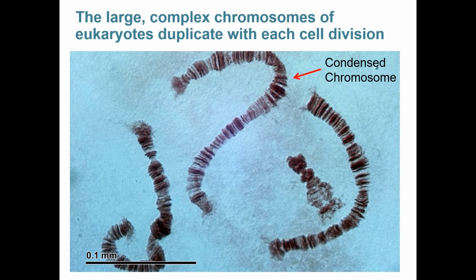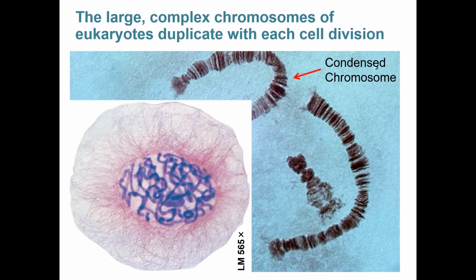We can actually see this when we look at condensed chromosomes, things that are tightly wrapped. These are Drosophila chromosomes. Notice that they are linear. Prokaryotic chromosomes are circular. The banding pattern of these will also be important later. If we were to look at them in the context of a nucleus, this is what they would look like.